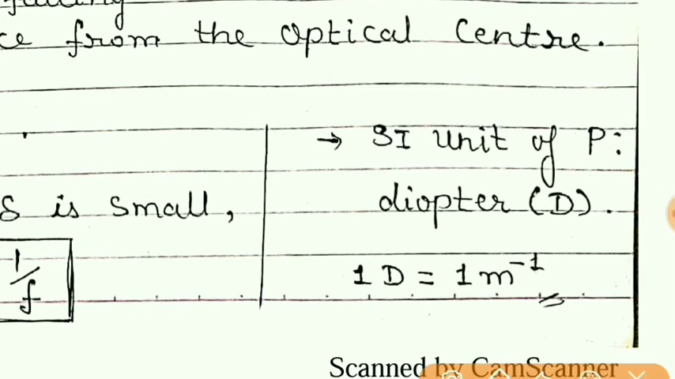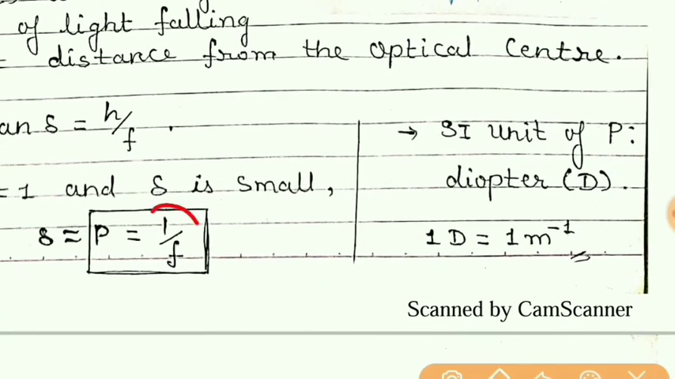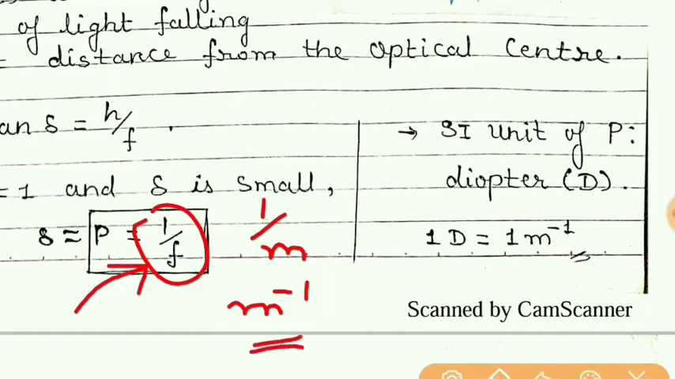Now the SI unit of power. You can see here it is the inverse of focal length, and the unit of focal length is meter. So we can say the unit of power is 1 upon meter, or meter inverse, but a special name given to this is diopter. 1 diopter is equal to 1 meter inverse. The symbol for diopter is D.